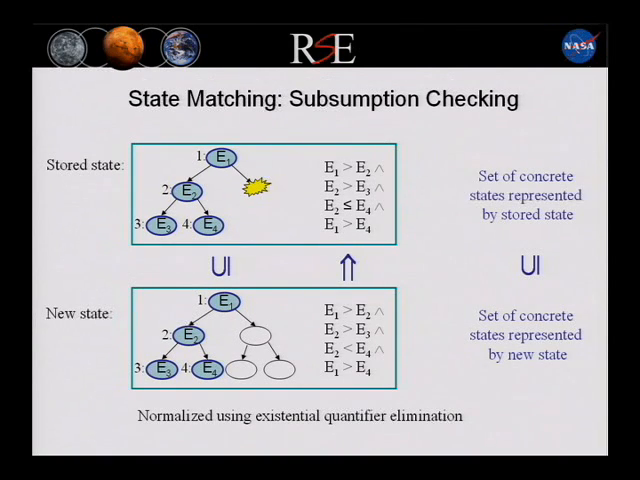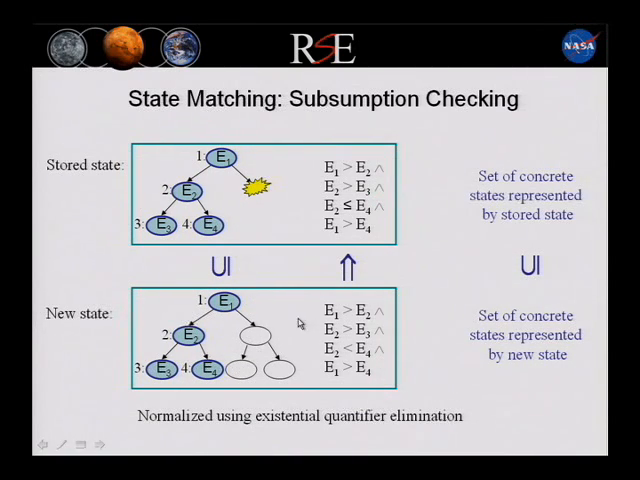Let's assume that this is the stored state, and then the model checker maybe went on a different path and generated a new state. As I said, the goal is to see if this new state is somehow covered by the old state, because then it means that it can safely be discarded in our search.